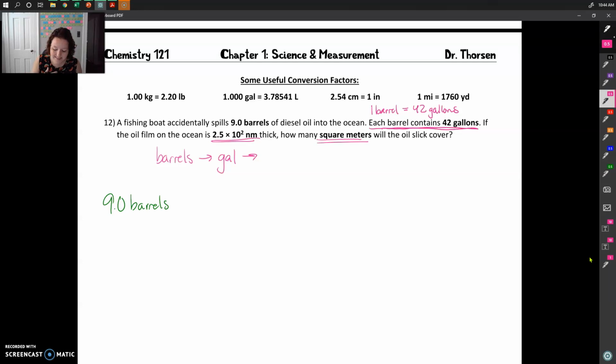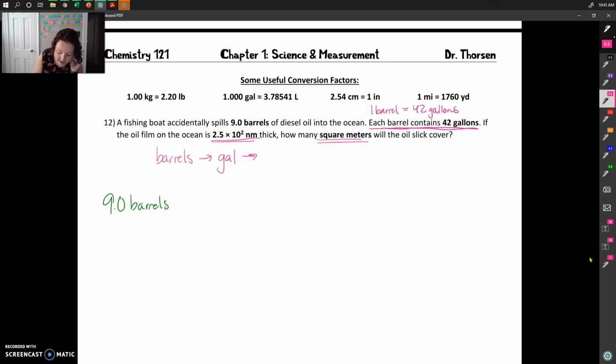For my purpose, since I know that I have a volume in gallons and that I'm eventually going to want to use that volume and this height, this thickness to get an area, I'm going to go with converting into the units that this height is given in, so that when I get to that step, I've already got the units that I need to take the volume and the height and get an area. Obviously, that's going to give me an area that has units of nanometers squared. So at the end, I'm also going to have to do one final conversion to get into square meters. So that's the approach I'm going to be using.